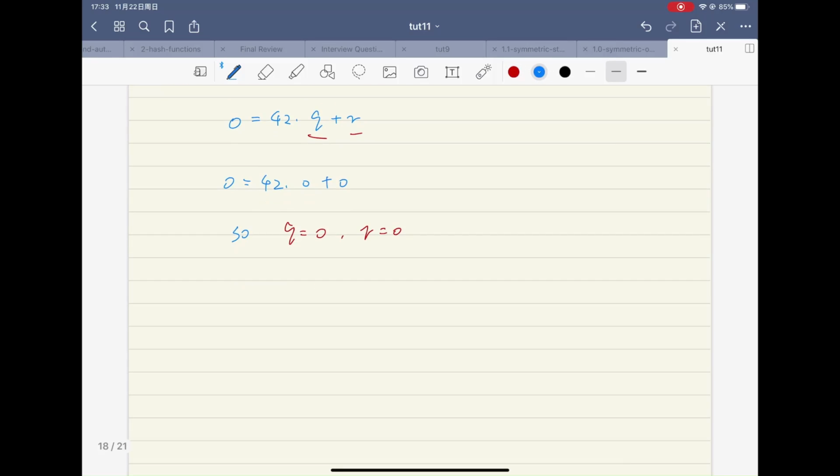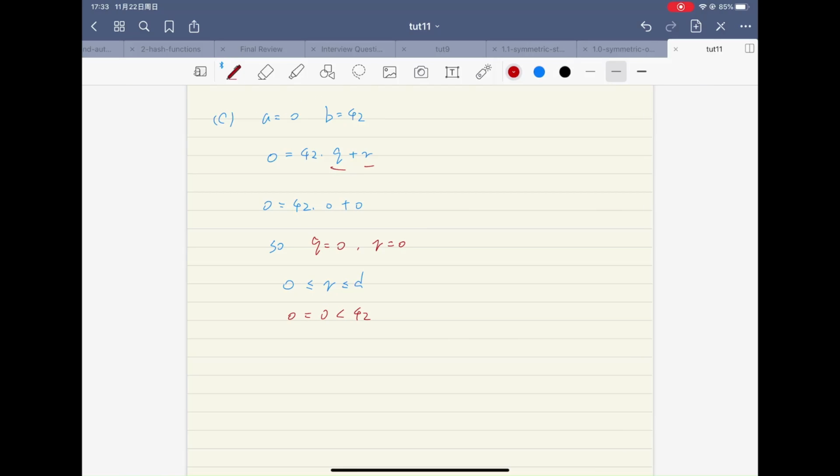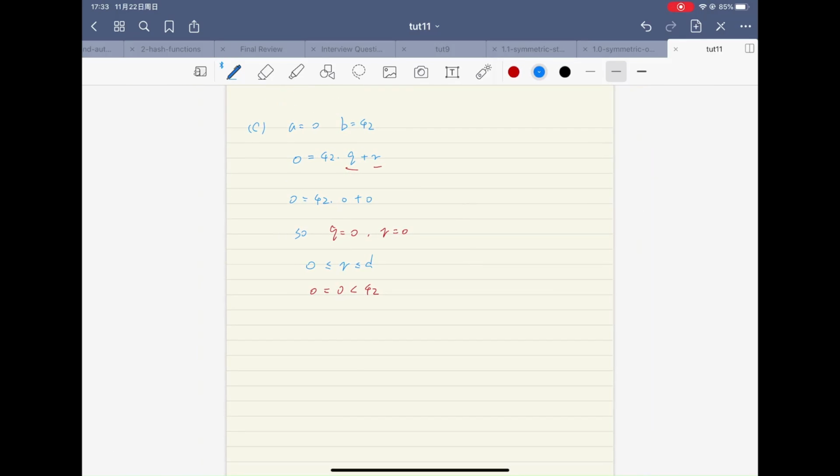And we verify that. We know the remainder must be greater than or equal to 0 and less than the divisor. So we know R is 0, which is greater than or equal to 0 and less than 42. That makes sense, right? That's question C.